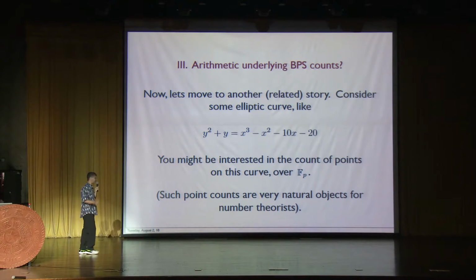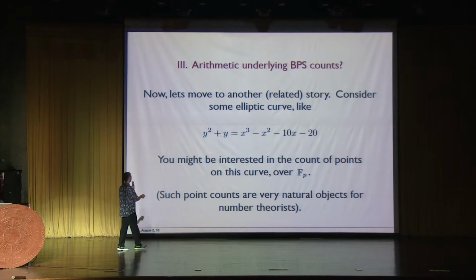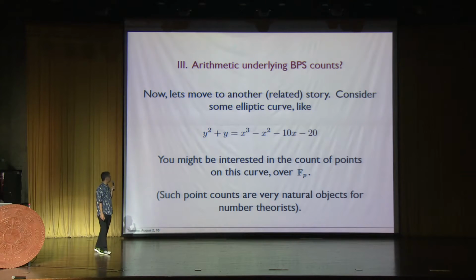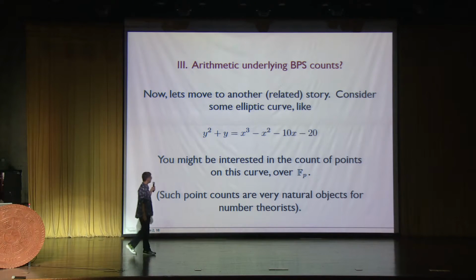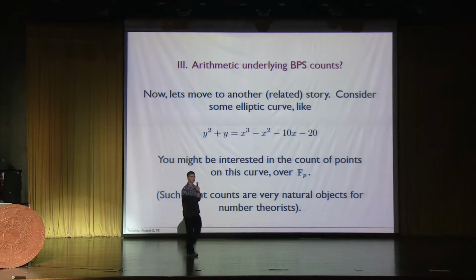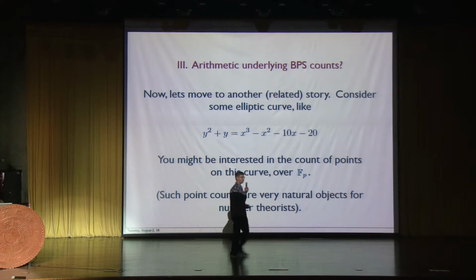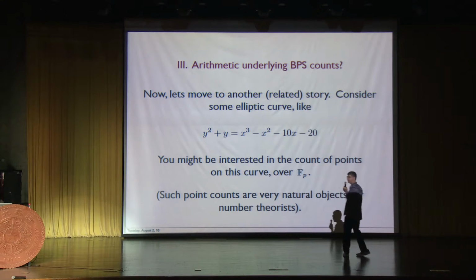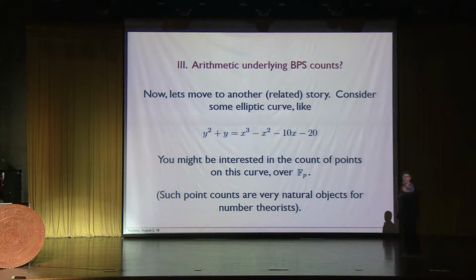Consider some elliptic curve. Here's an elliptic curve: y squared plus y is x cubed minus x squared minus 10x minus 20. Now, you might possibly be interested in the count of points on this curve, viewed as a curve over F_p, the finite field based on the prime p. You might also not be interested in this, but number theorists tend to be interested in such objects. They're very natural in number theory.